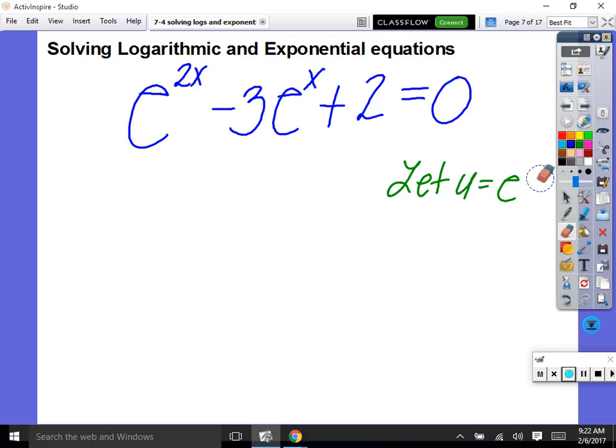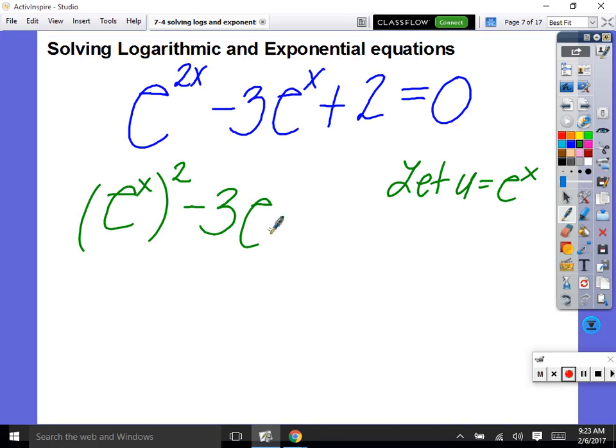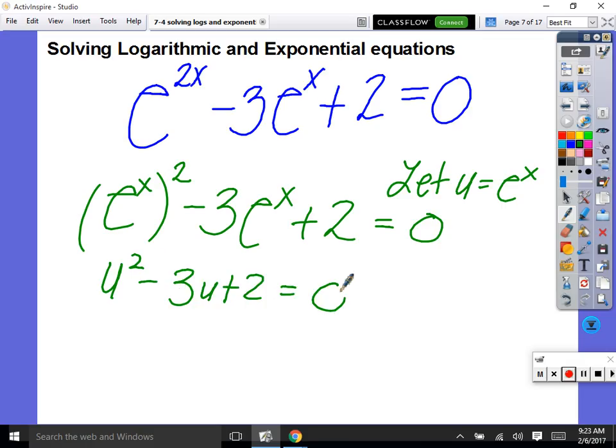Let u equal e to the x is what I meant to say, sorry. Let u equal e to the x. So what we really have here is e raised to the x, squared, don't we? Raise a power to a power and you multiply, minus 3 e to the x plus 2 equals 0. So now let's replace all of our e to the x's with u's. So we have u squared minus 3u plus 2 equals 0.